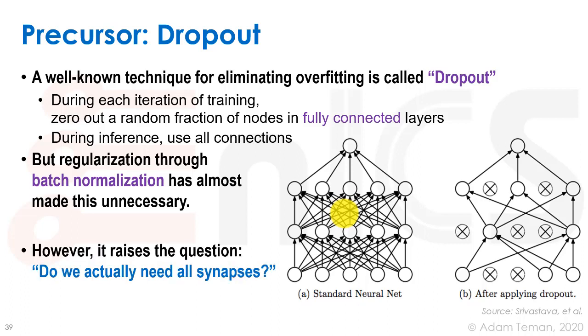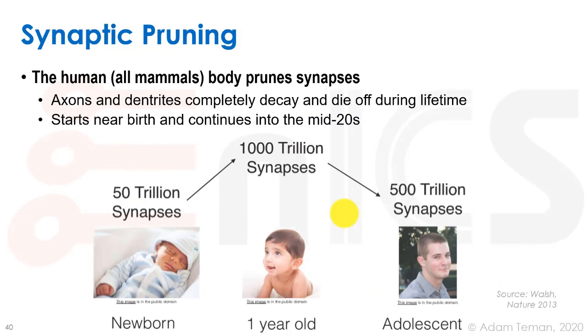However, it raised the question, do we actually need all the synapses in our networks? And if we look at biology, it seems that all humans, in fact all mammals, prune synapses. Axons and dendrites completely decay and die off during our lifetime. It starts near birth and continues into the mid-20s. We're born with about 50 trillion synapses. It grows to about 1,000 trillion synapses at the age of 1. But when we grow up, it reduces to about 500 trillion synapses. So this is something that is actually common in the human body as well.